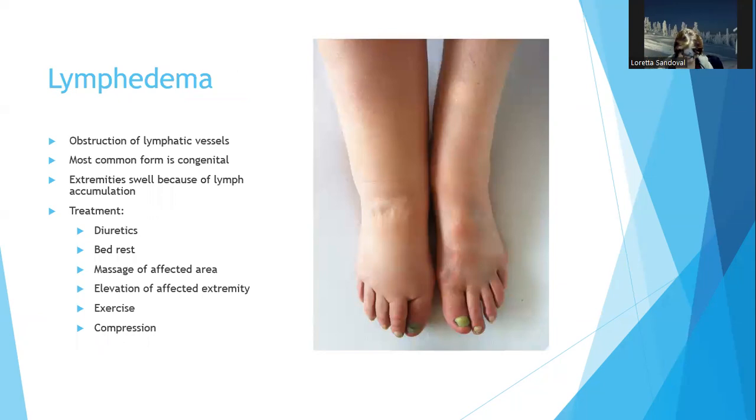Lymphedema is the other main disorder that we're going to talk about having to do with lymph. And it's an obstruction of the lymphatic vessels by any number of things. The most common form of lymphedema is congenital. You just have an inadequate lymph system for some reason. Because there's obstruction of the lymphatic vessels, the extremities swell, you get accumulation of lymph. So you cannot cure lymphedema. You can treat it, though.